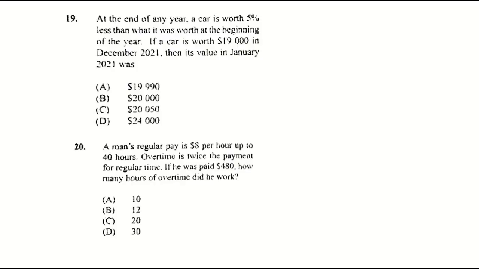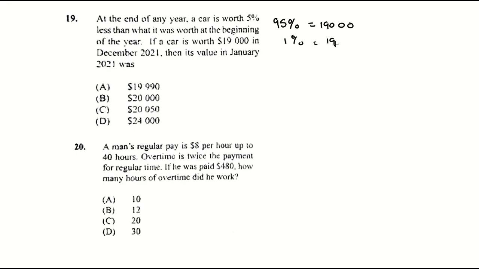No, this is a different question. At the end of each year, a car is worth 5% less than it is worth at the beginning of the year. If the car was 19,000 in December 2021, then the value in January 2021. So they want to know the value before the 19,000 they give you, which is after that 5%. So we could say that the value of this car is now 95%. Because the original percentage is always 100, it is decreasing by 5%. So we know after the year it was 95%. 95% is this.